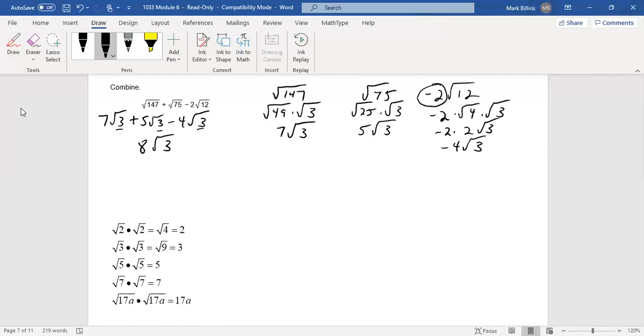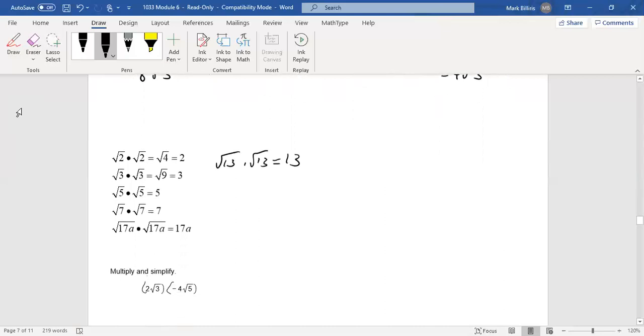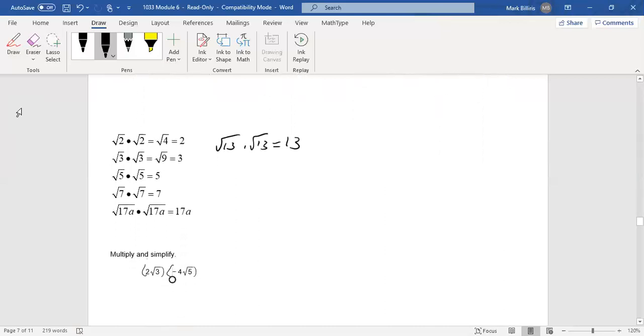The square root of 7 times the square root of 7 equals 7. The square root of 17a times the square root of 17a is 17a. The square root of 13 times the square root of 13 is 13. So you see the pattern. So I'd like to show you things to make life easier on you when you're simplifying. So let's go right into multiplication.